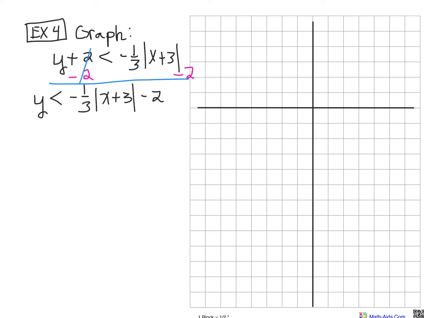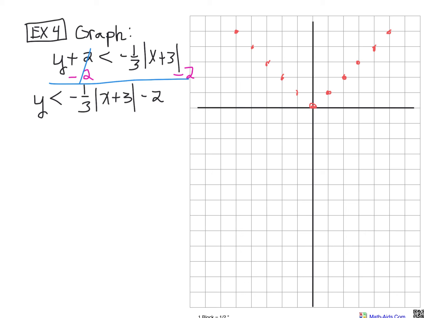You have to identify the parent function. So the absolute value of x, remember, is that v shape. So we know that we're looking for a v shape. So I'm going to actually graph the parent function here. The parent function of y equals the absolute value of x would look like this. Remember, I'm trying to get you to graph these without using a table of values. If you use a table of values, that's fine. Okay, so that's my parent function.